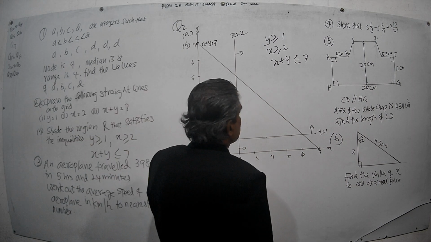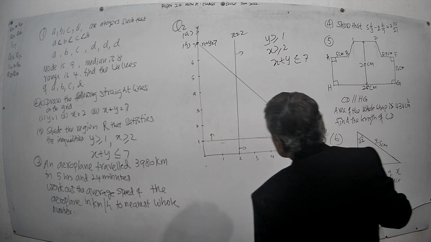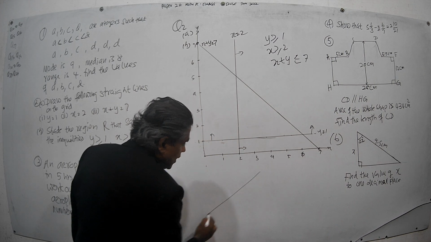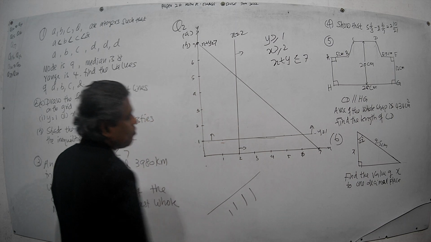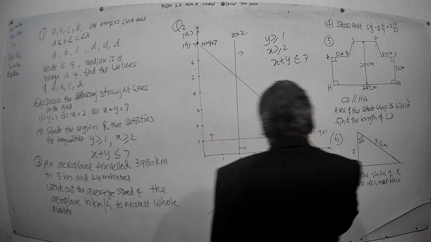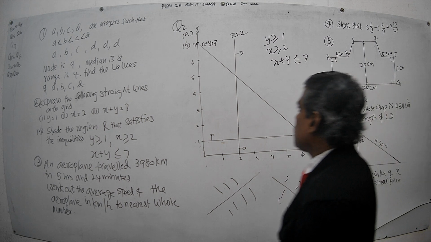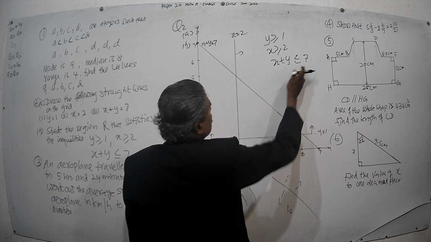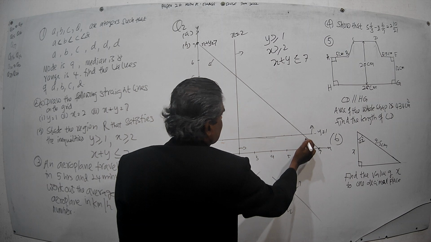Then they say x plus y less than or equals 7. You take a line like this. If you take a line like this, below this area is y less, above this area is y more. Again, if you take a line like this, above this area y more, below this area y less. Therefore y less than or equals means the region below this line.